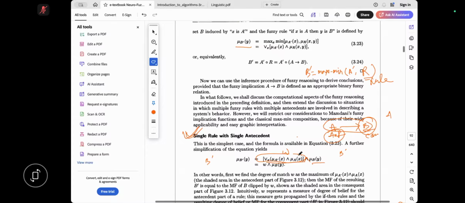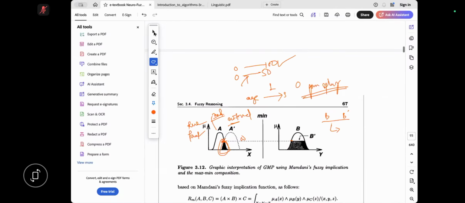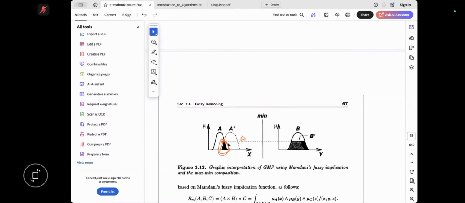So how will it be done? Let me give you graphical notation here. That will be more appropriate. Let us assume you have set A.